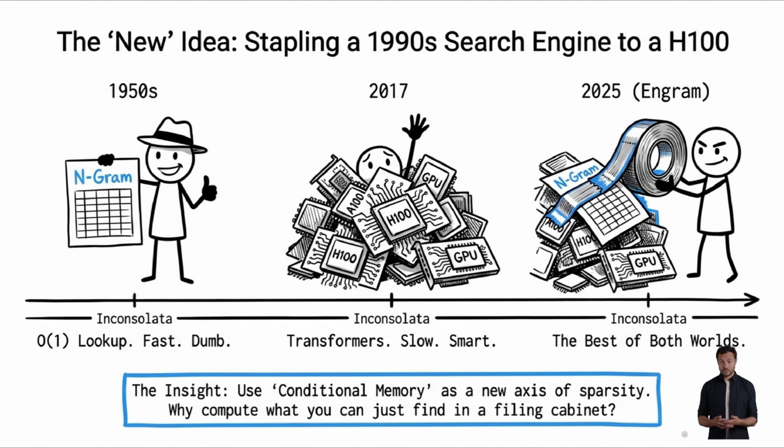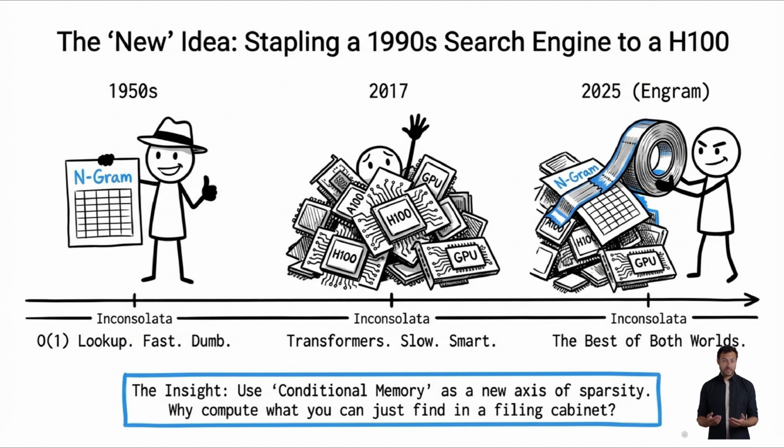For decades, we've had two very different ways to handle information. On one side are classic N-gram-style lookups. Basically, a fast, constant time, find-it-in-the-table approach. Quick, but not very smart. On the other side are transformers, incredibly capable, but often slow and compute hungry because they generate answers by doing a lot of work every time.